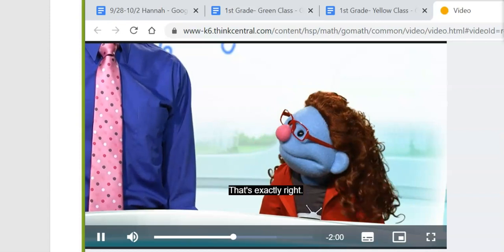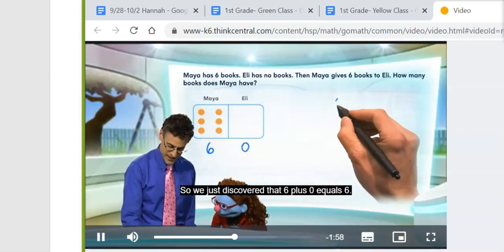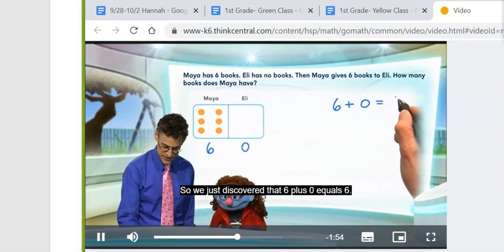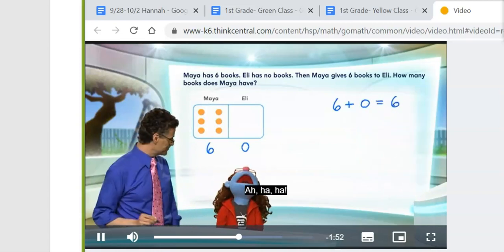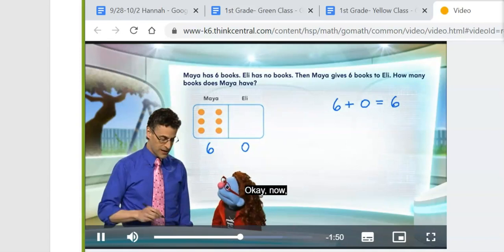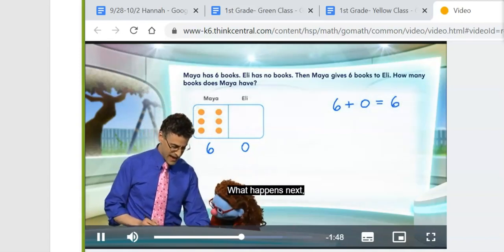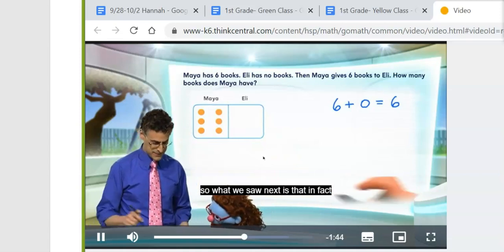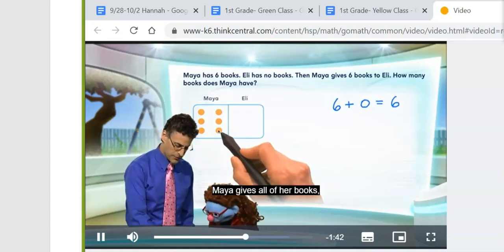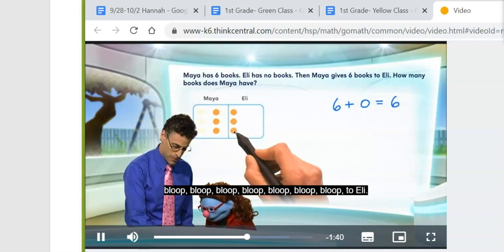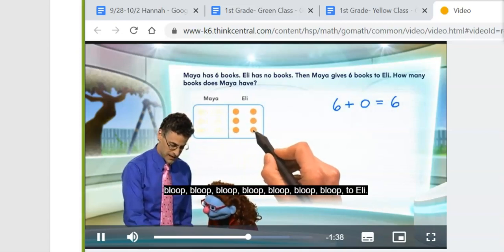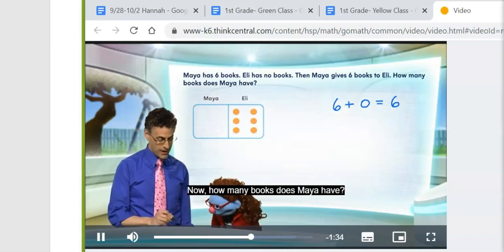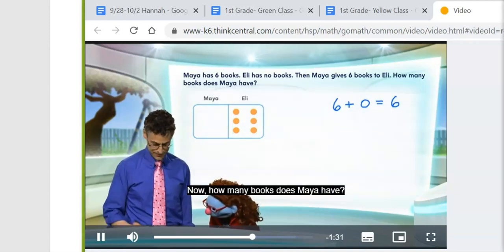6? That's exactly right. So we just discovered that 6 plus 0 equals 6! Okay, now, let's see what happens next. What we saw next is that Maya gives all of her books to Eli. She's so generous. Isn't she sweet? She's great. Now, how many books does Maya have?